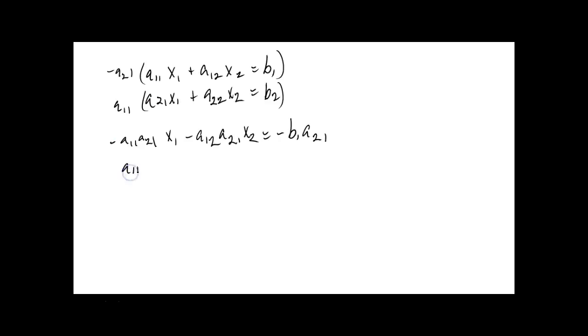That would be A11, A21, X1 plus A11, A22, X2 is equal to B2 times A11. Right? Yeah, I think I did it right. Okay. Now, what method do we call this?